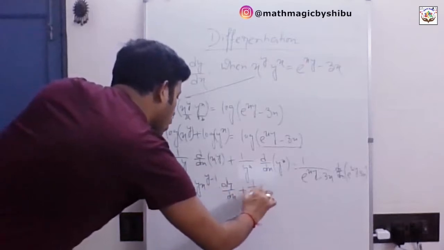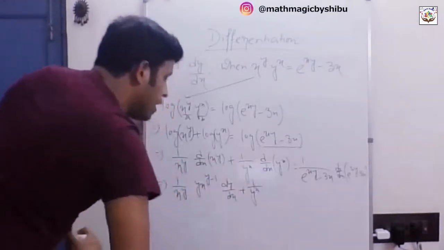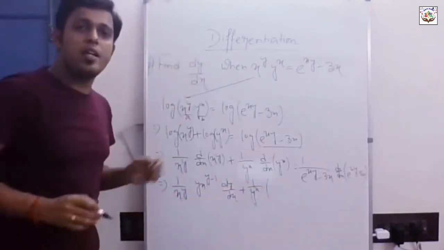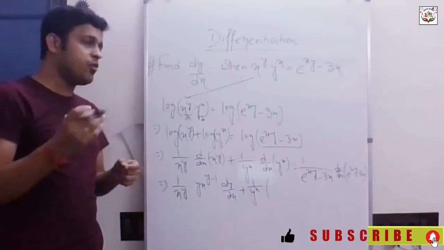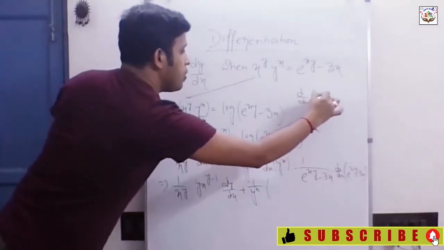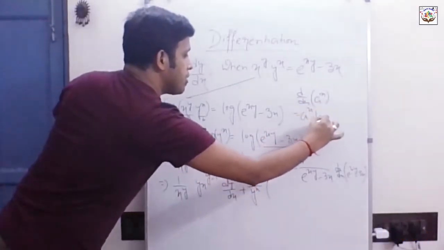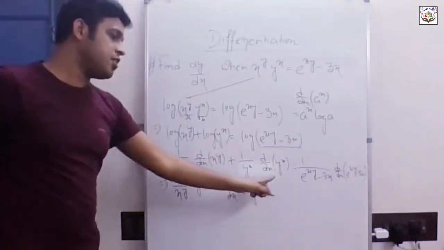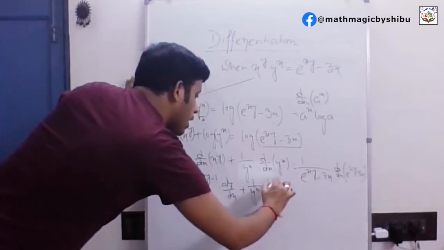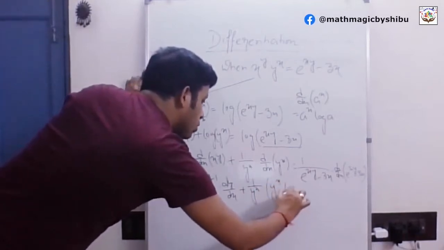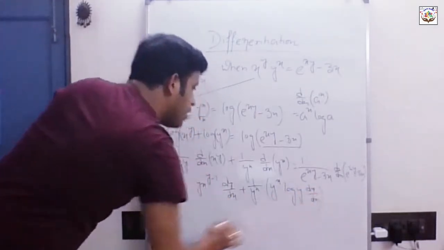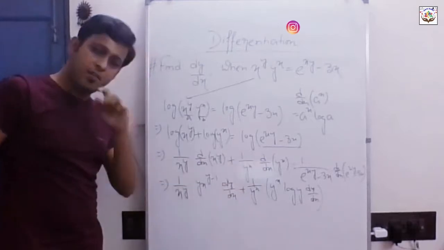Similarly, 1 by y to the power x, d/dx of y to the power x means, if you remember the formula, d/dx of a to the power x equals a to the power x log a. So similarly, d/dx of y to the power x would be y to the power x into log y into dy/dx. Why have I added dy/dx? The same logic, as y is also a variable here.